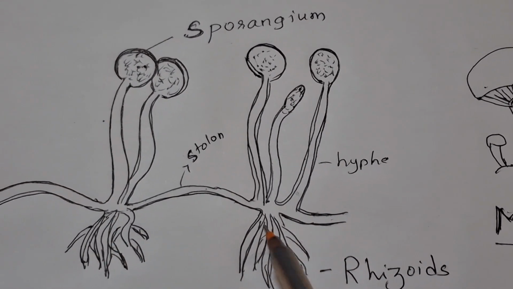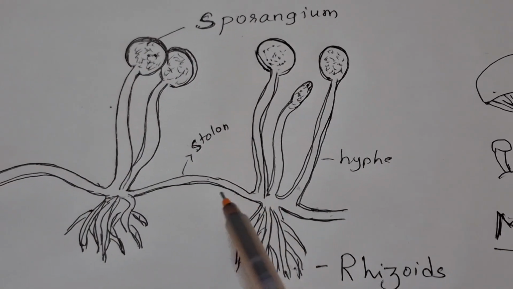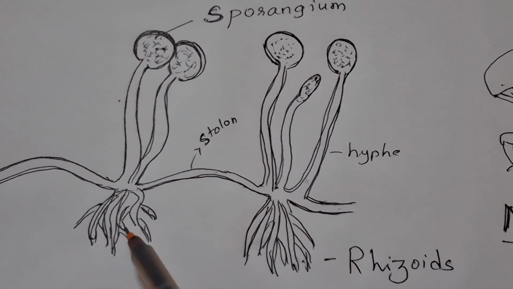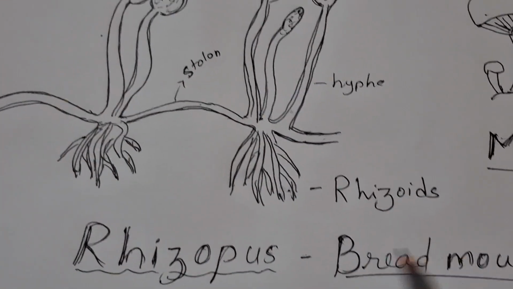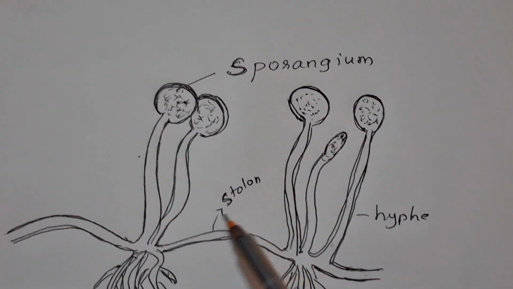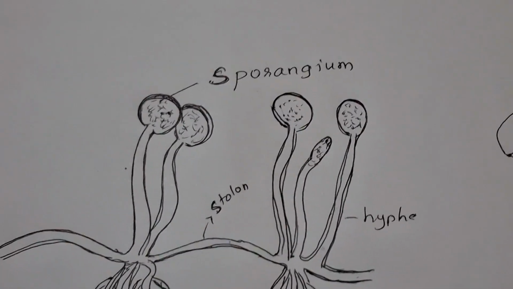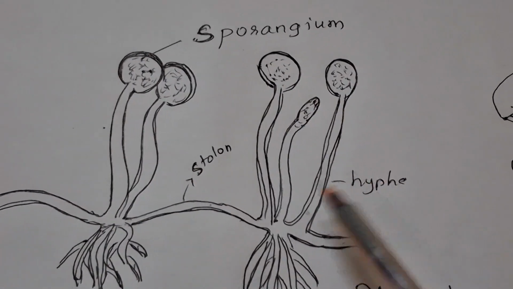Apart from this, here these are the rhizoids, root-like structures. It gives rise to another stolon, and again there it starts to grow. Rhizopus is the bread mold, the mold which you see on the bread. It is a fungus. So they multiply through spores.